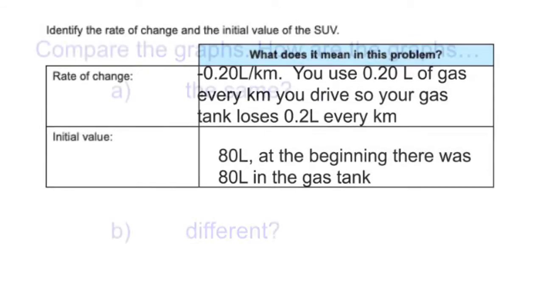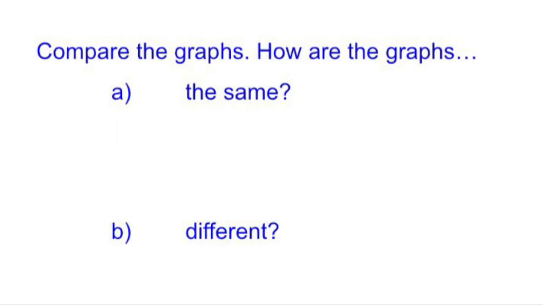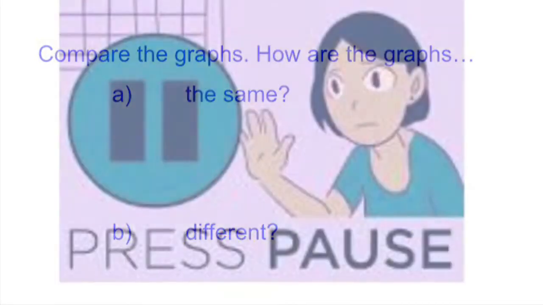Next thing we need to do is talk about the two graphs, the graphs for the minivan and the graph for the SUV, and talk about what is the same and what is different. So you can go to Desmos right now. You can enter the two equations into Desmos, and then we can talk about what is the same and what is different. So let's pause our video right now.